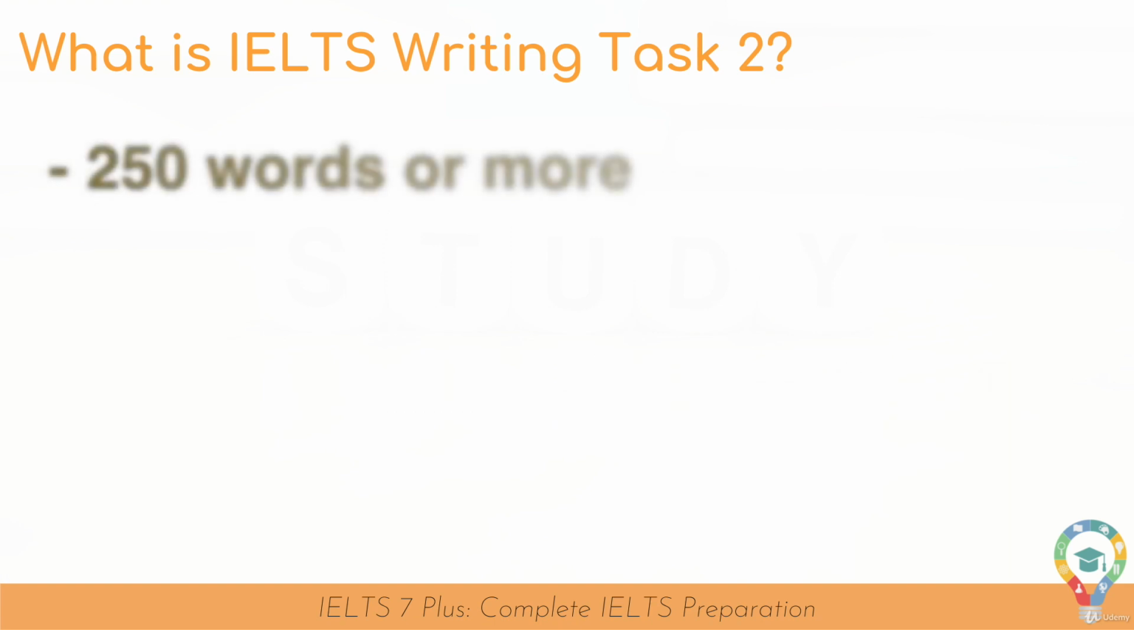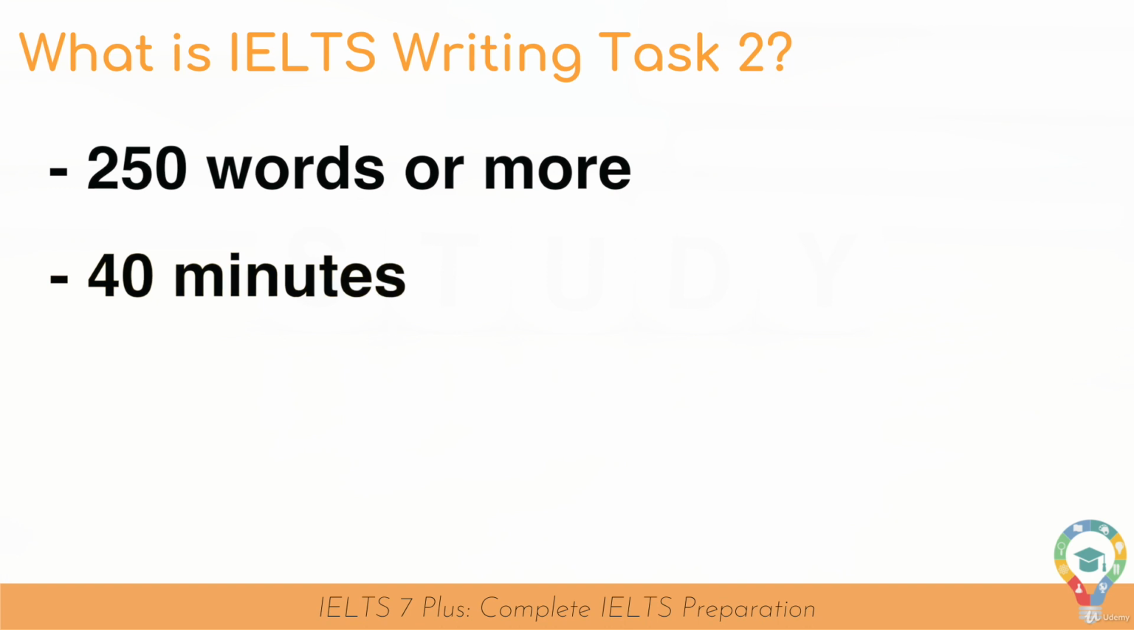In IELTS writing task 2, there is a minimum word count of 250 words. I strongly suggest you don't write 500 words or more. A lot of students make this mistake, and it means that they don't meet their time limit and can't complete their essay. There's a recommended time limit of 40 minutes, which means altogether IELTS writing will take 1 hour to complete, 20 minutes for task 1 and 40 minutes for task 2.